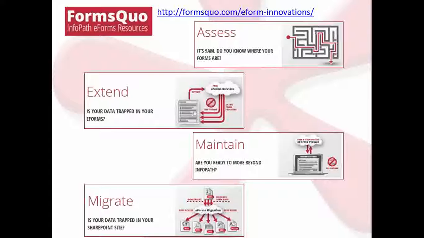Yeah, I think that's a pretty good wrap-up, Patrick. Here I just popped up another link on our FormsQuo site that's really to help people find where they're going in their path, so extending, assessing, maintaining, and migration. Those are the four key areas that we've outlined in this projected path, if you will.